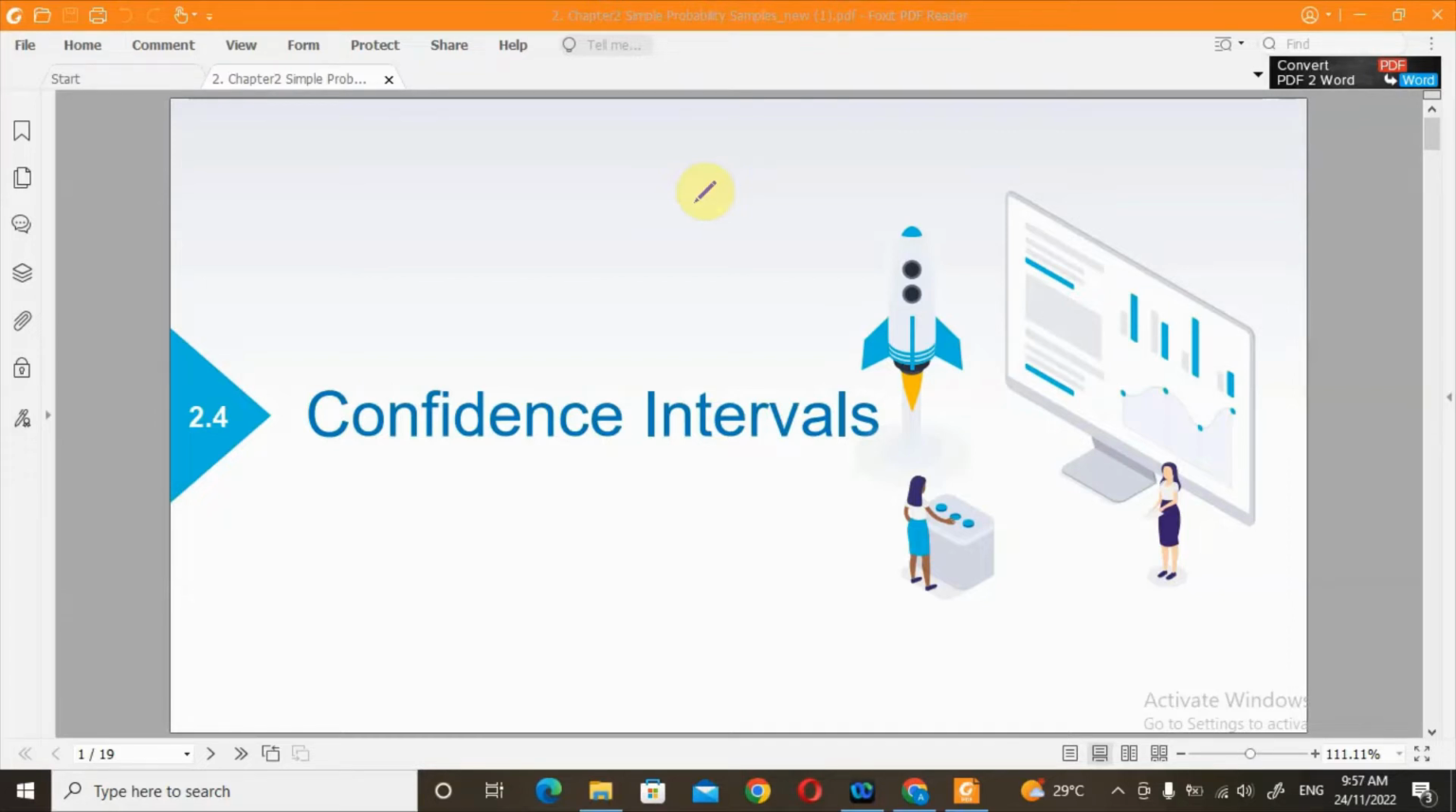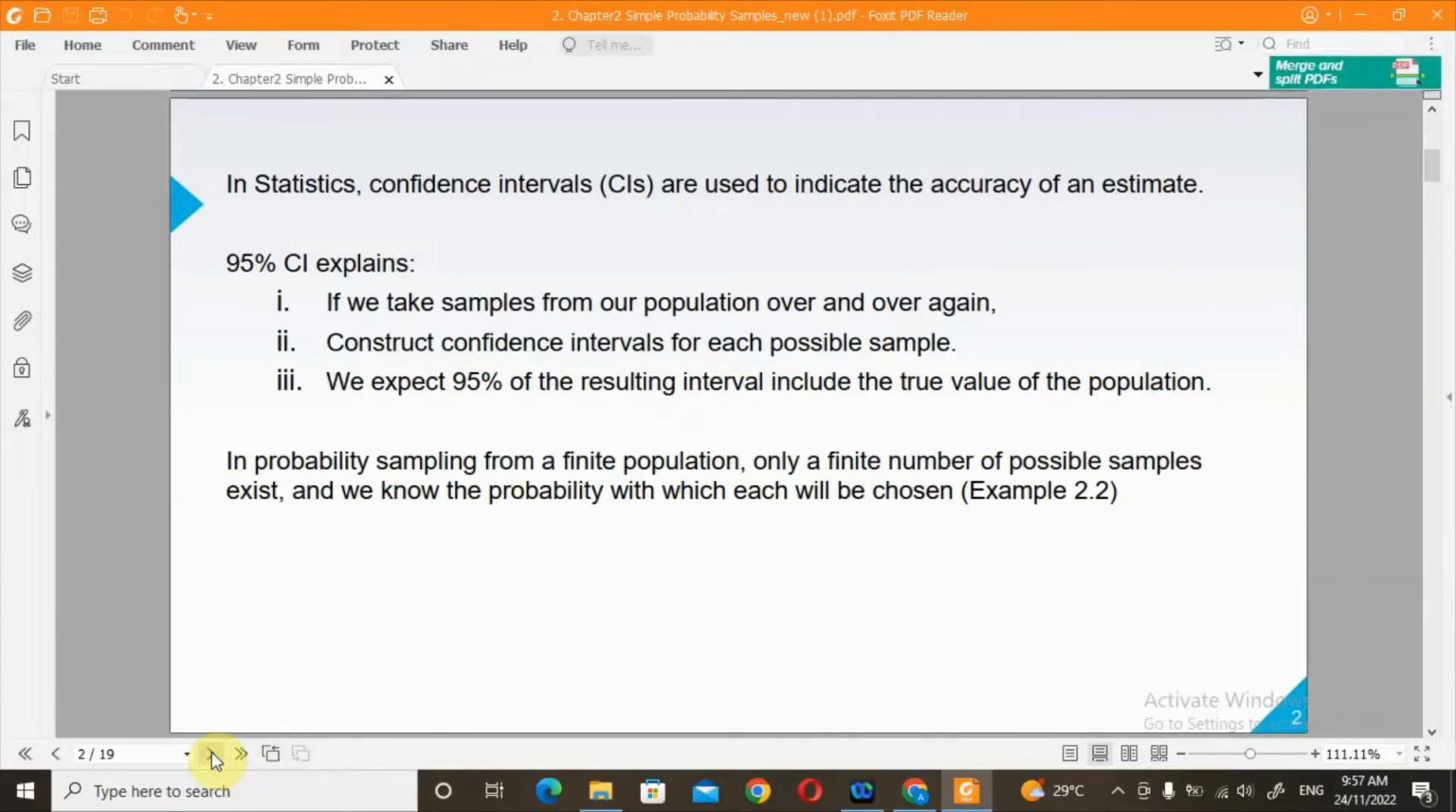And if we look at the next slide, we often use 95% confidence intervals. So what does a 95% confidence interval mean?